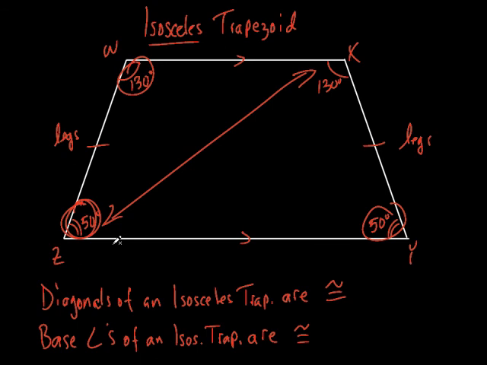So there's a few little extra things that you know about an isosceles trapezoid. And I think that's everything on isosceles trapezoids, I believe. But there is one more thing we need to talk about.